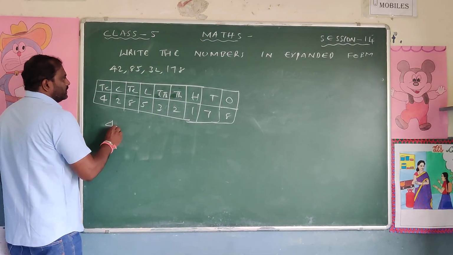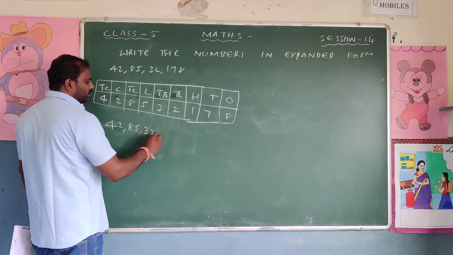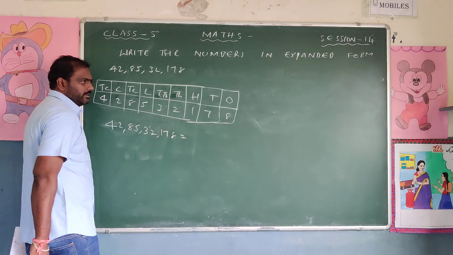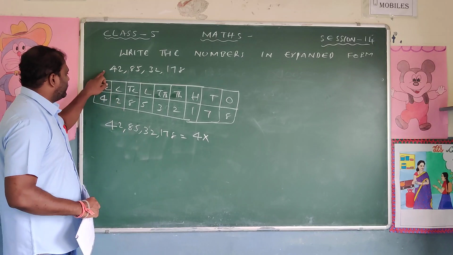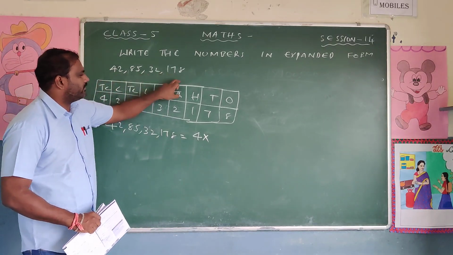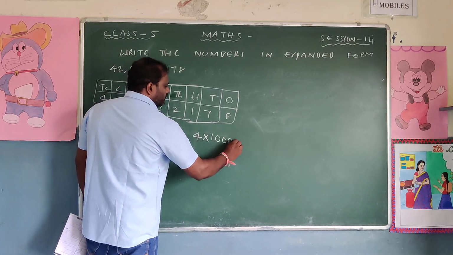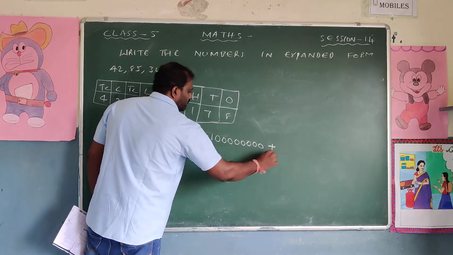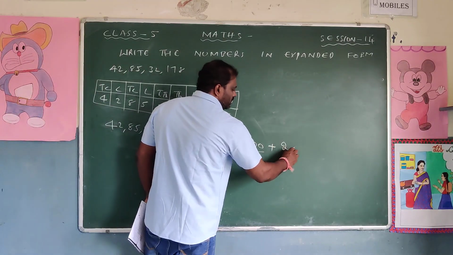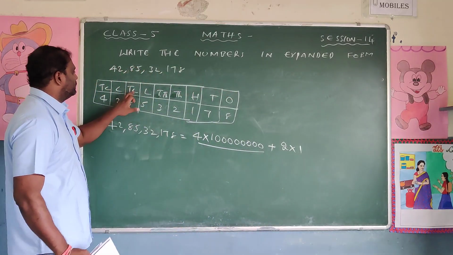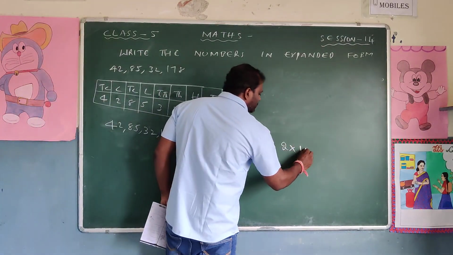So how to write? 42 crores 85 lakhs 32,178 can be written as 4 into, very simple, keep 1 here and how many boxes are there? 1 2 3 4 5 6 7 8. So 1 with 8 zeros, 1 2 3 4 5 6 7 8, plus 2 into 1, this time how many zeros do I have to write? 1 2 3 4 5 6 7, because crores. So 1 crore will have 7 zeros.